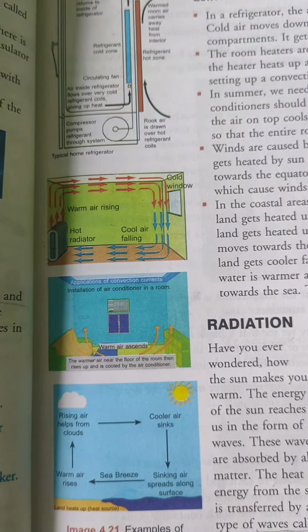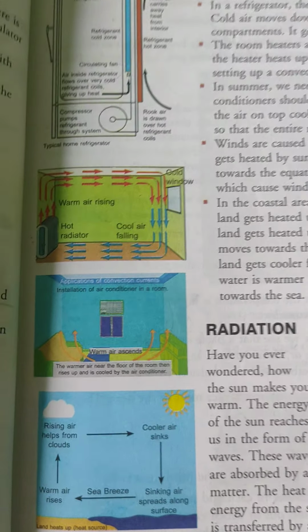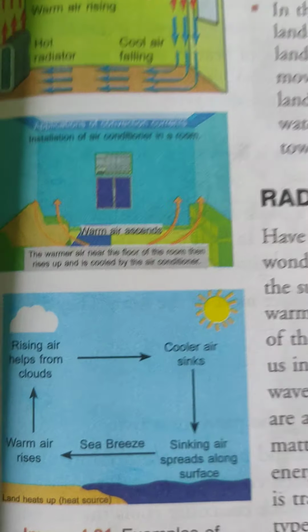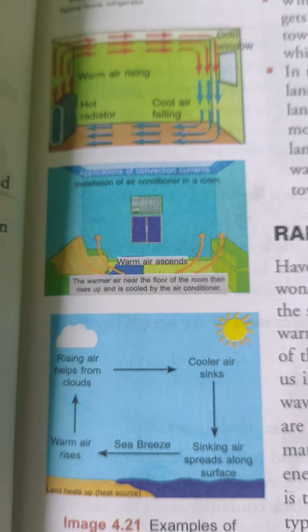That means where we use convection current in our daily life is the refrigerator, room heater, and air conditioner, and then in the case of sea breeze and land breeze. You see this diagram, the same thing has been said here. All right, I hope you got the thing.